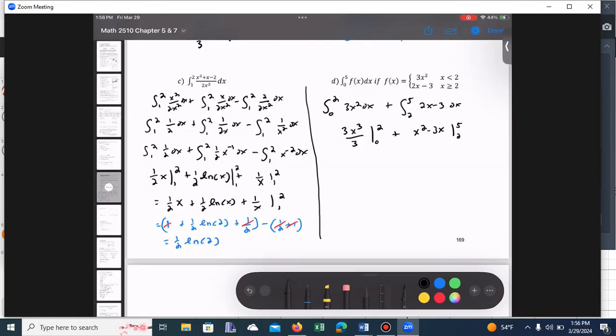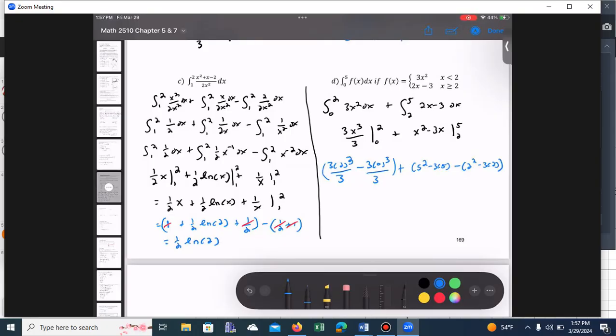Alright, so plug in the 2, we'll get 2 cubed over 3, minus 3 times 0 cubed over 3. Again, 0 cubed. And that's that side, plus 5 squared minus 3 times 5, minus 2 squared minus 3 times 2.